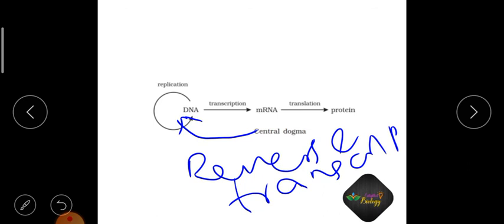With this we covered the first introductory part of the molecular basis of inheritance lesson. We even covered the basic features, the salient features of DNA. Hope this is going to be helpful.